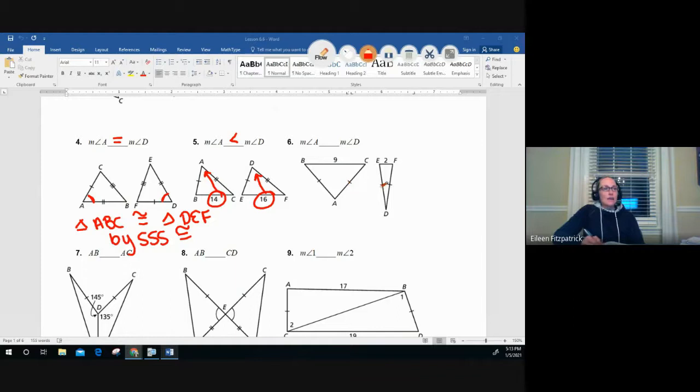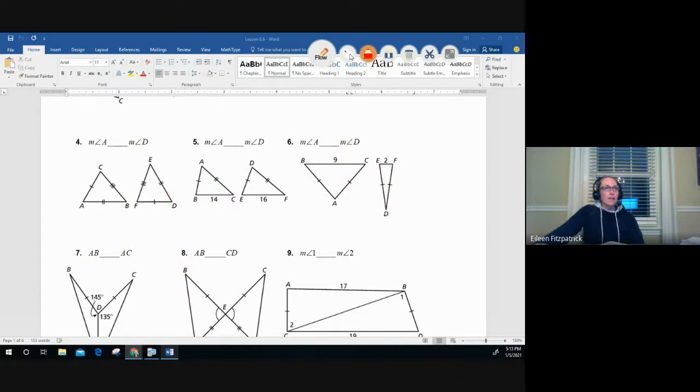Side, those are congruent, but the third sides are not. So make a conclusion about angle A compared to angle D. Angle A is across from a side length of 9. Angle D is across from a side length of 2. So angle A is greater than angle D.